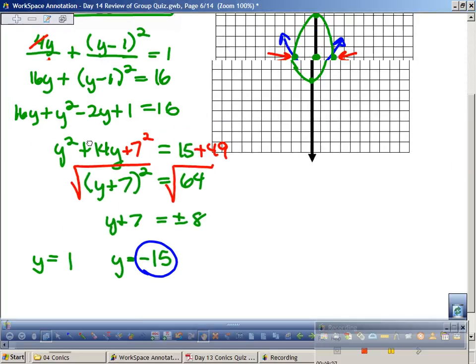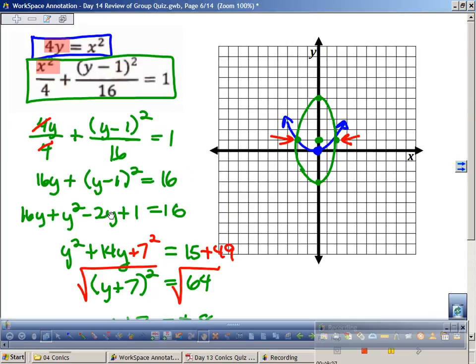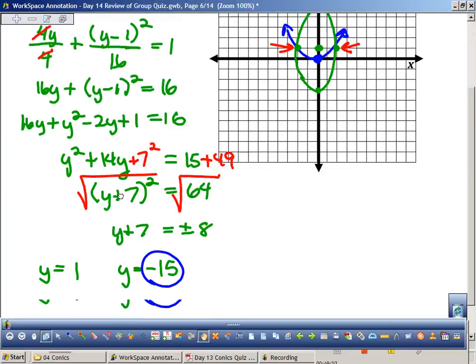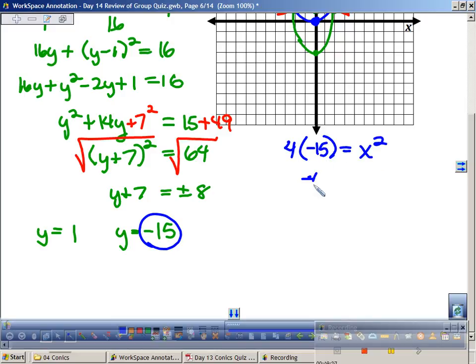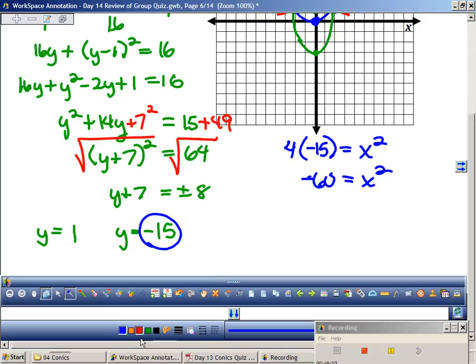The original one, the easier equation, is the top one, right? 4y equals x squared. We're going to do that. 4y is going to equal x squared. Write down y is negative 15. That would make negative 60 equals x squared. Anytime you take the square root of a negative, it's going to become imaginary, right? That doesn't work. This one doesn't work.